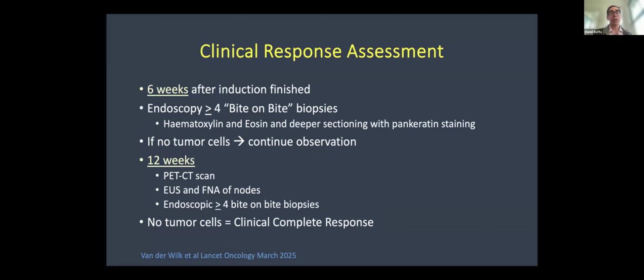So 6 weeks after induction therapy, this was the 4 bite-on-bite biopsies. And if they didn't see any cancer, they went on to ongoing observation. And then at 12 weeks, they added a PET scan and the EUS. And if there were no tumor cells at 12 weeks, they were deemed a complete clinical responder.